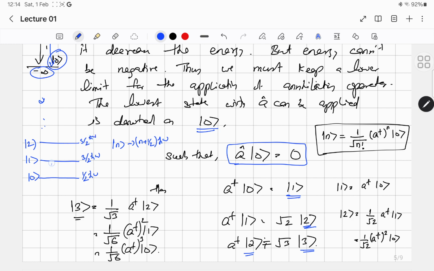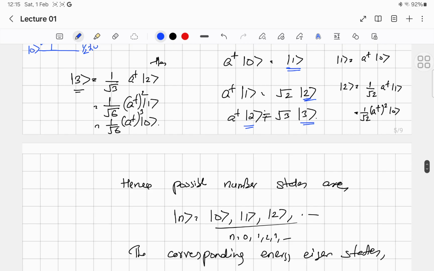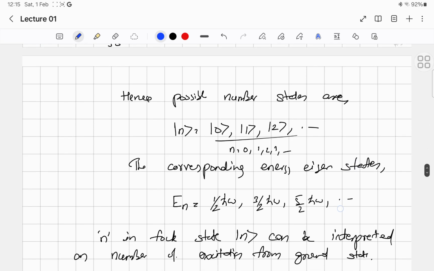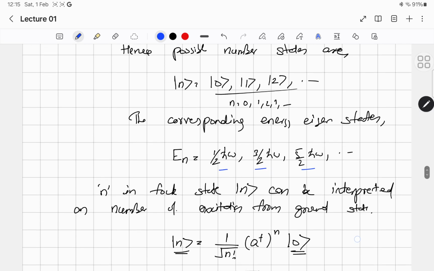So ket 0 to ket 1 is possible by action of A dagger, and ket 1 to ket 2 is possible by action of A dagger, and so on. Ket 2 to ket 3 is possible by action of A dagger. So the action of A dagger increases the energy by the amount of h cross omega, and it increases the quantum number by 1. So here the possible energy states I am going to denote ket 0, ket 1, ket 2, etc., corresponding to n equal to 0, 1, 2, 3, and the energies are half h cross omega, 3 by 2 h cross omega, 5 by 2 h cross omega, and so on.